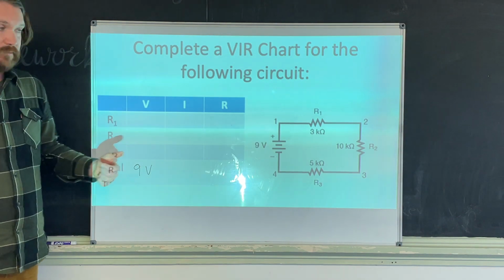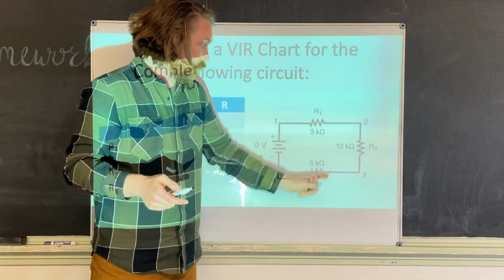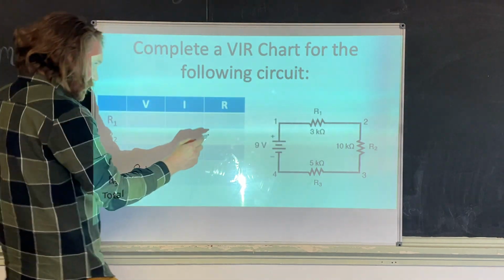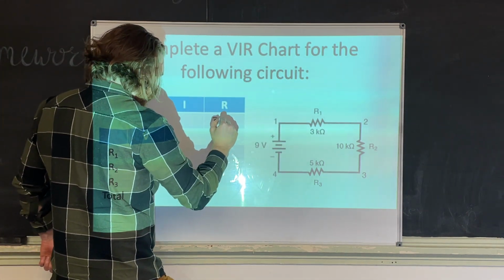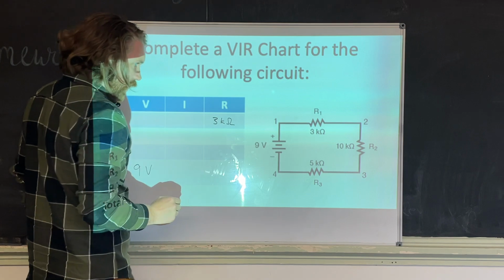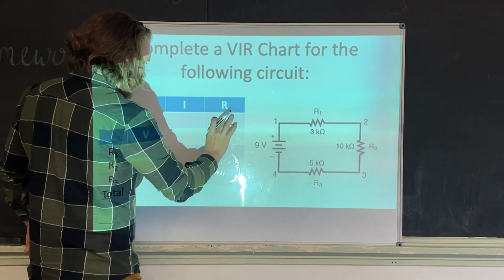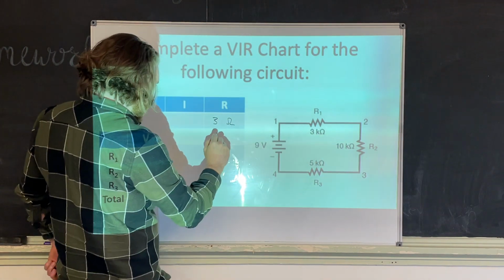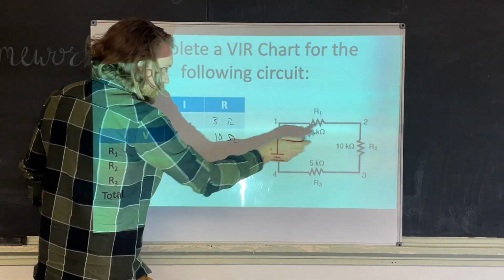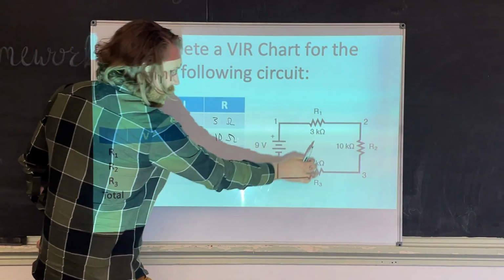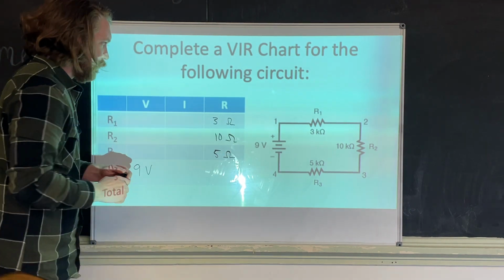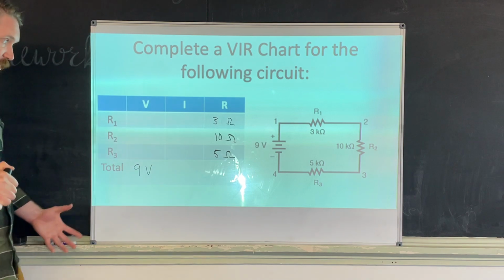I already know that. I also know each one of my resistances, right? My first resistor is 3 kiloohms. I'm just gonna pretend like these are just regular ohms just to make it easier, okay? This one is 10 ohms. I know it says kiloohms, just ignore that. And this one is 5 ohms. Okay, so this is everything that we are given.